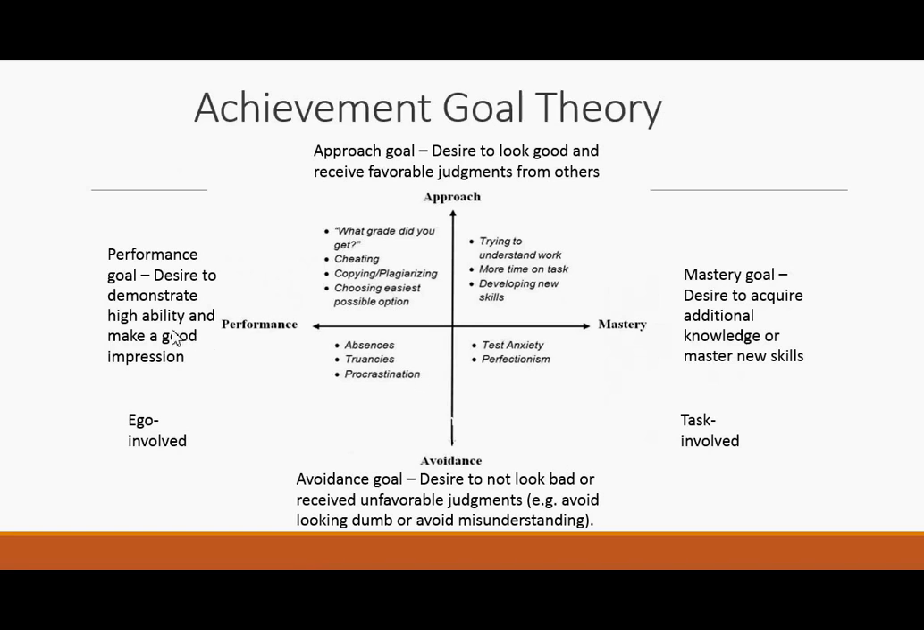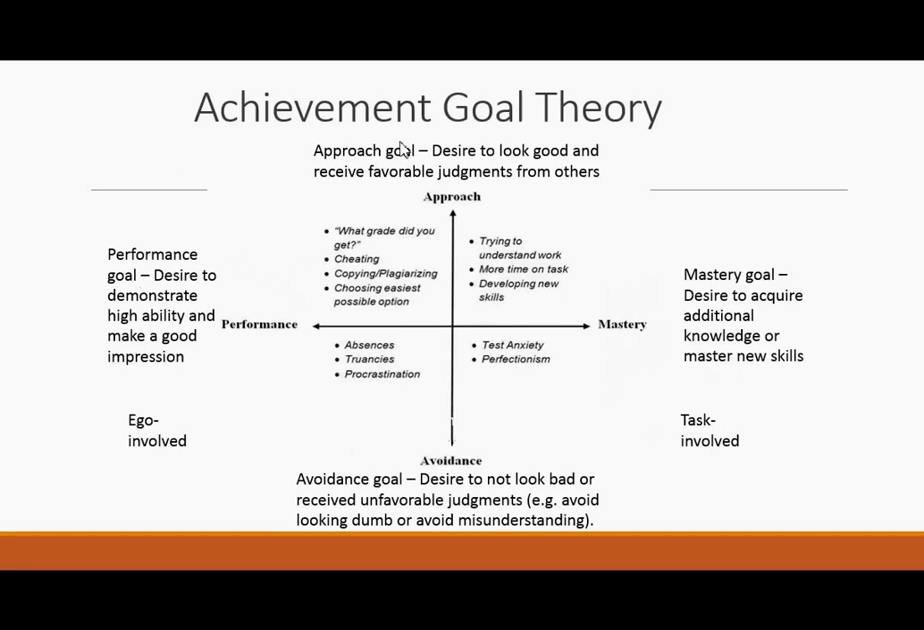And then, is it a performance goal or is it a mastery goal? Performance goal: the desire to demonstrate high ability and make a good impression. This is more ego involved than an intrinsically motivated goal. Or is it the desire to acquire additional knowledge or master new skills? I want to master the task at hand.